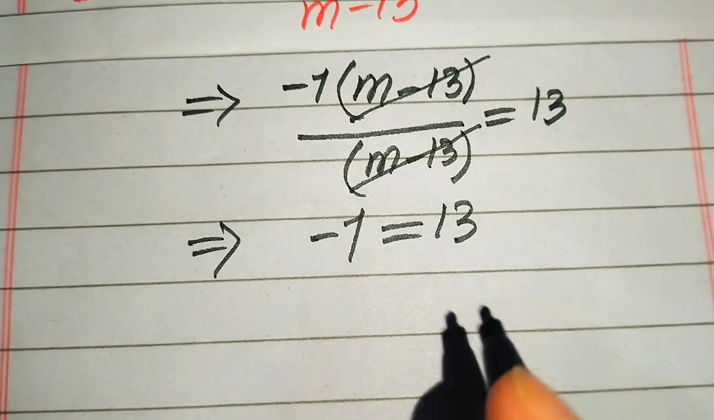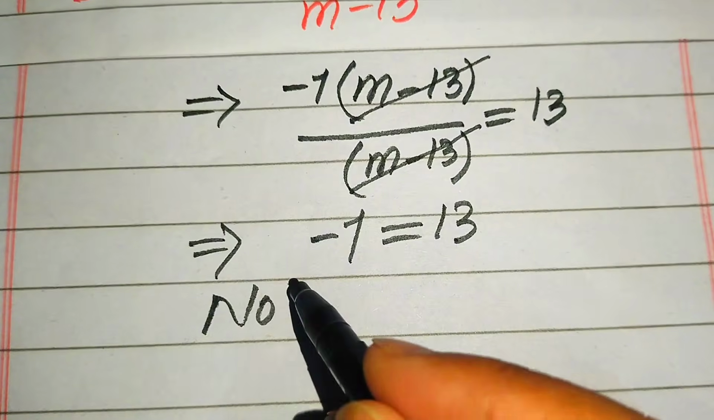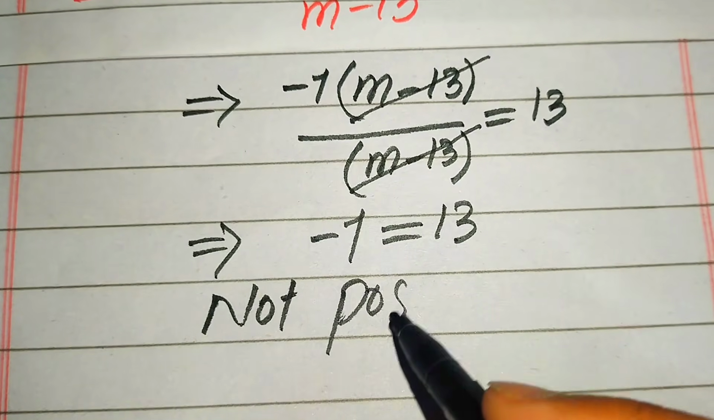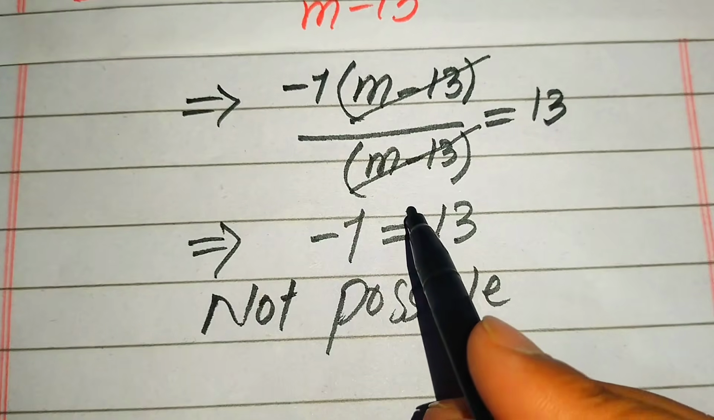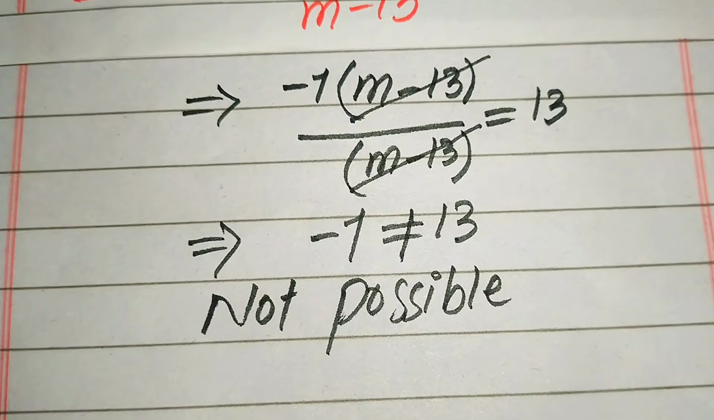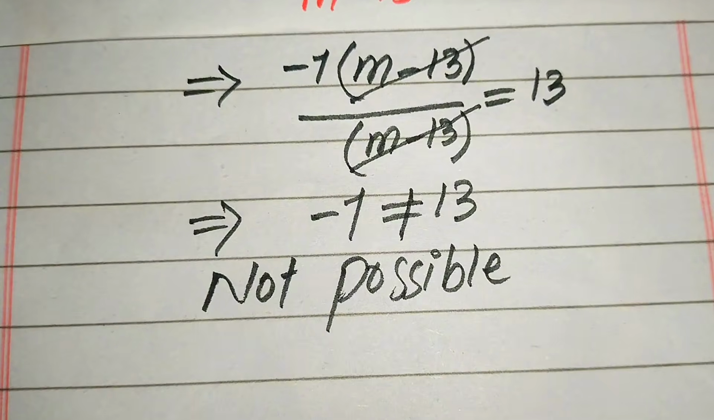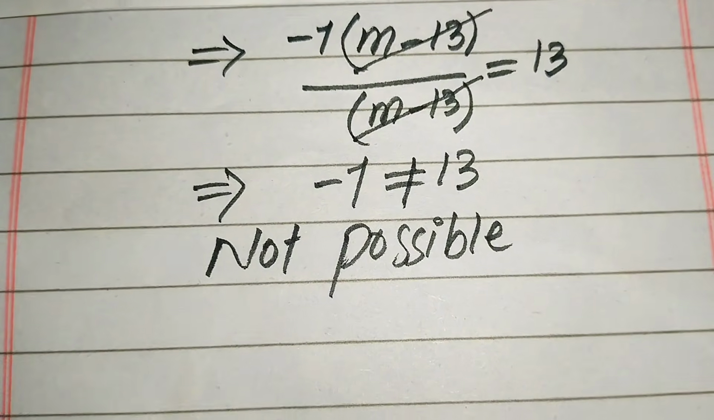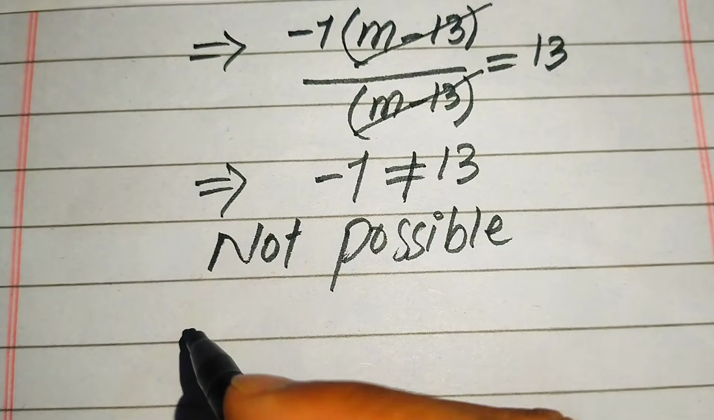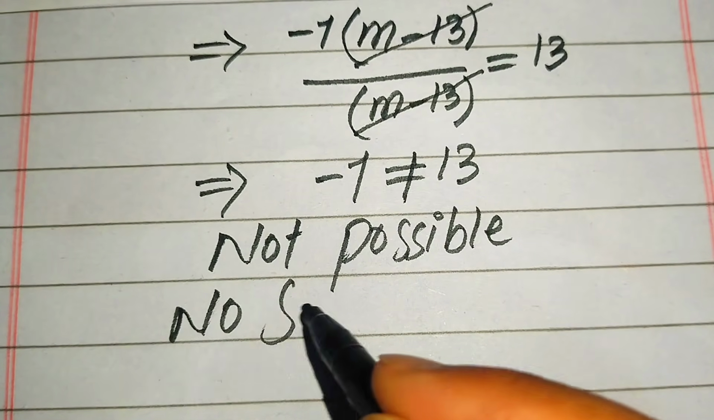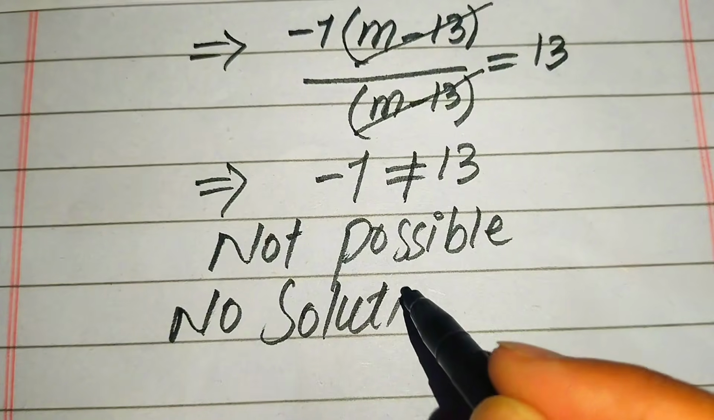And again you see that minus 1 equals 13 is not a possible case. It is not possible that negative 1 equals 13, because both of these two values are not equal. Further, in the second method we cannot get any value of m which satisfies our given question statement. So this concludes that this question has no solution.